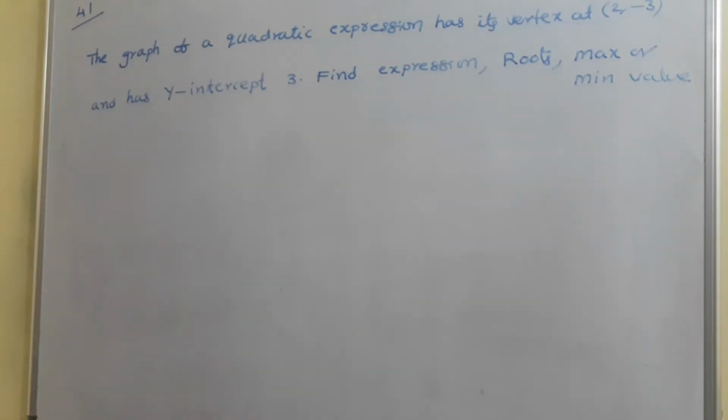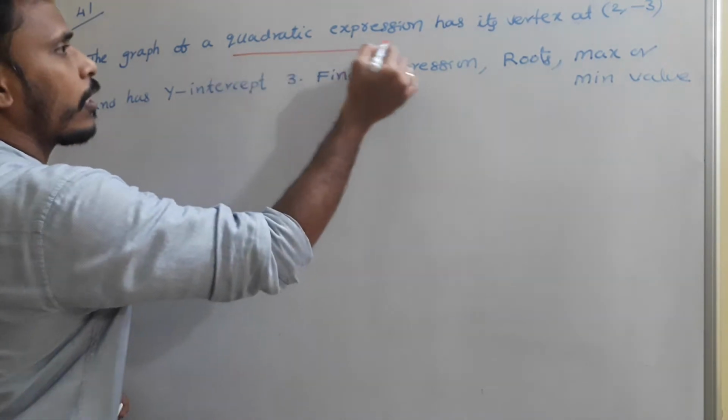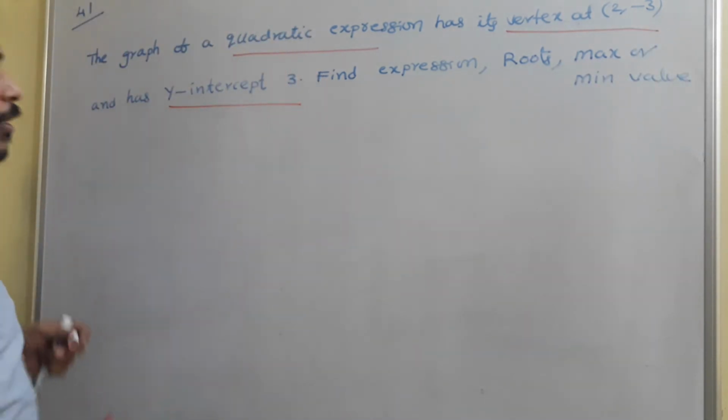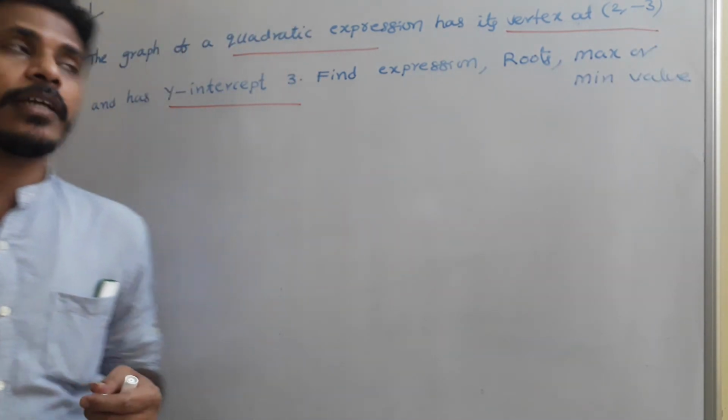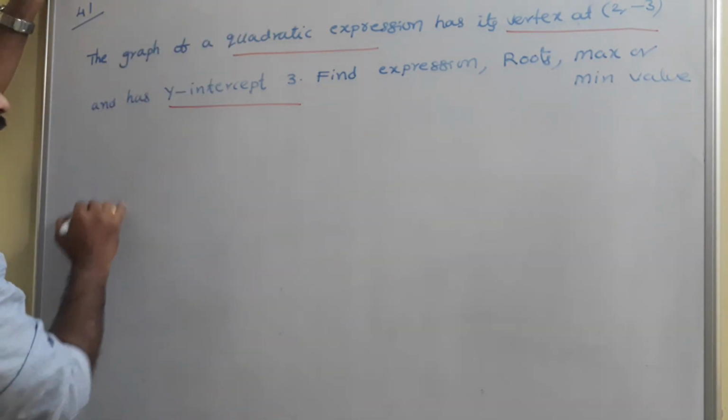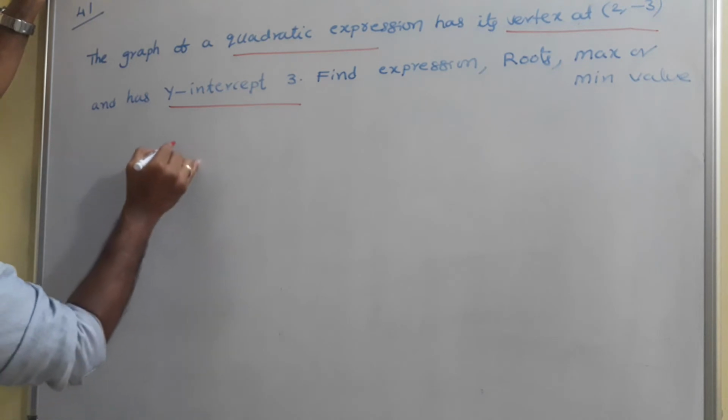Okay, look at the problem. Again, we need to find the quadratic expression whose vertex is at (2, −3) and y-intercept is 3. What is meant by the y-intercept? Actually, y-intercept in the sense the graph for sure intersects the y-axis, right?